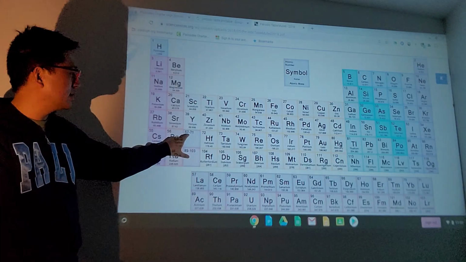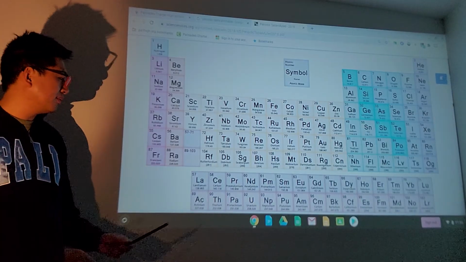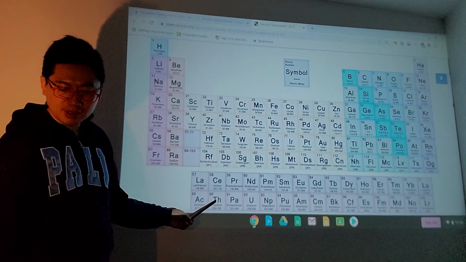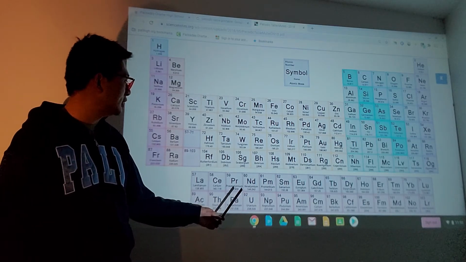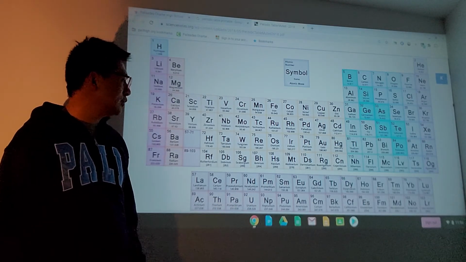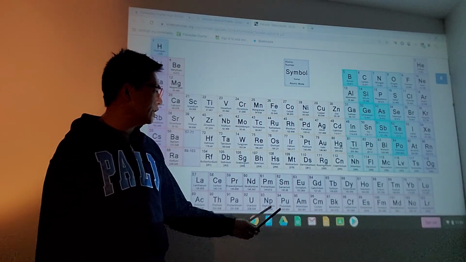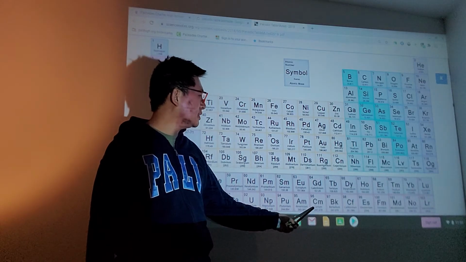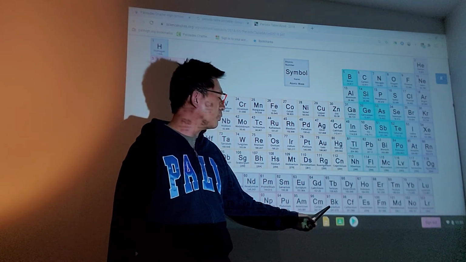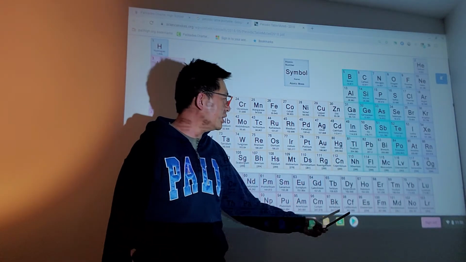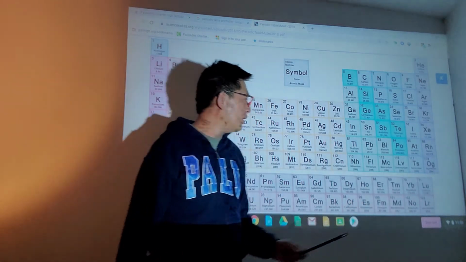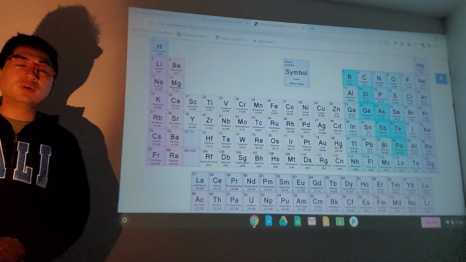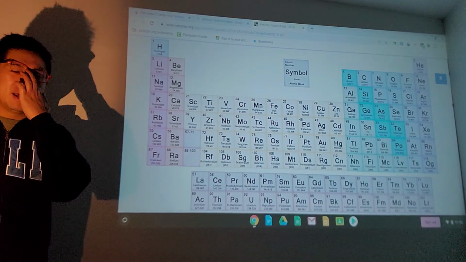Remember, these would normally fit in there. Ac actinium, Th thorium. You don't need to know 91, but 92 to 100 you do need to know. U is uranium, Np is neptunium, Pu is plutonium, Am is americium, Cm is curium, Bk berkelium, Cf californium, Es einsteinium, Fm fermium. So these are the elements that you need to know for the quiz next class.